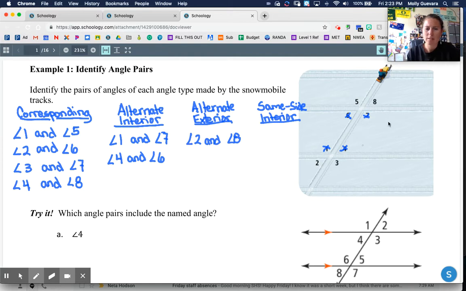The next one is angle 3. And angle 3 is to the right of the transversal. So up here I want the left, so I get angle 5.